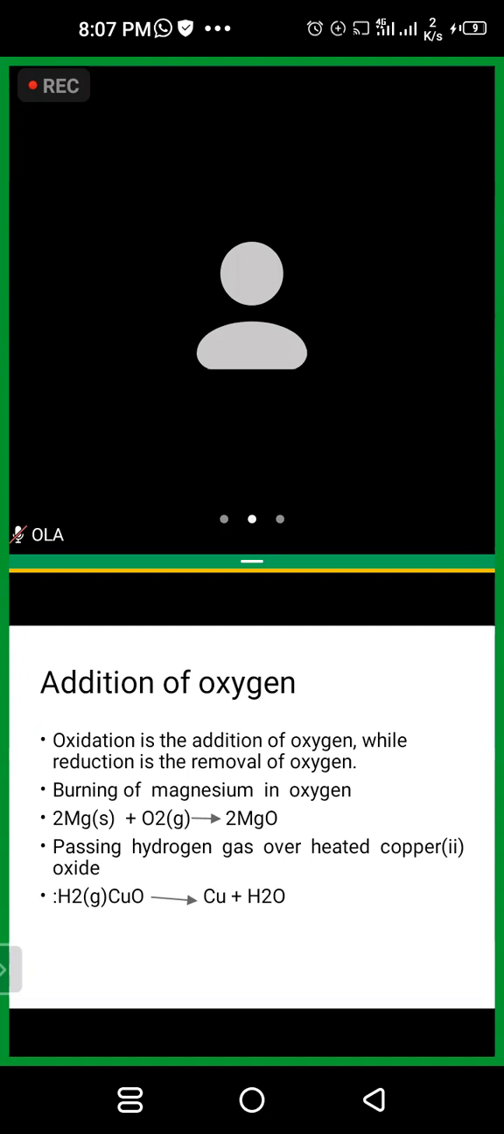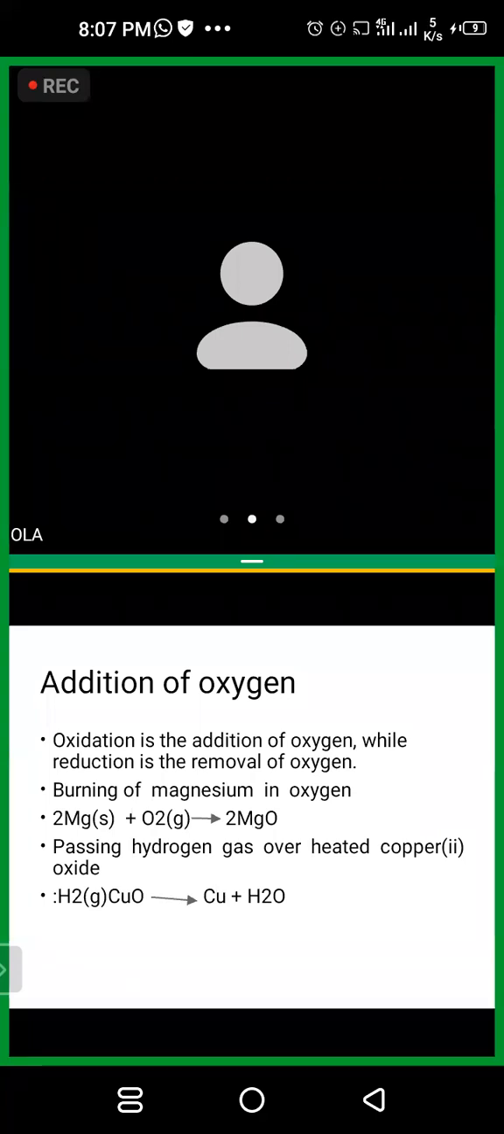Now, the same thing occurs when we do the reverse, passing hydrogen gas over heated copper. The copper is CuO, copper oxide. When we pass hydrogen gas over this, the oxygen that is bound to the copper is removed. Because this oxygen has been removed, we can say the copper oxide has been reduced or has undergone reduction, just as the definition puts it.